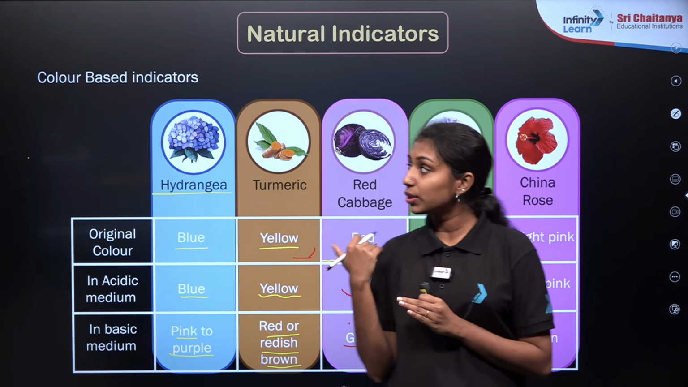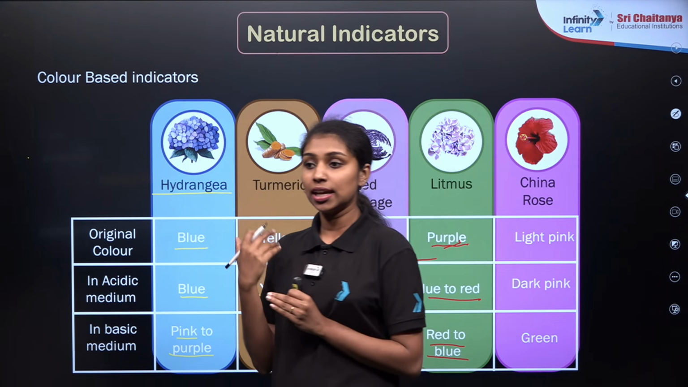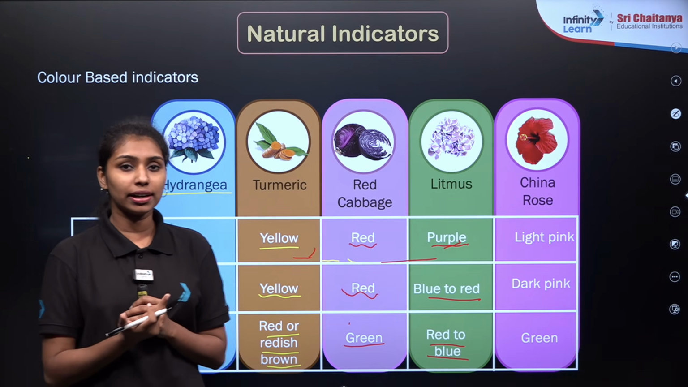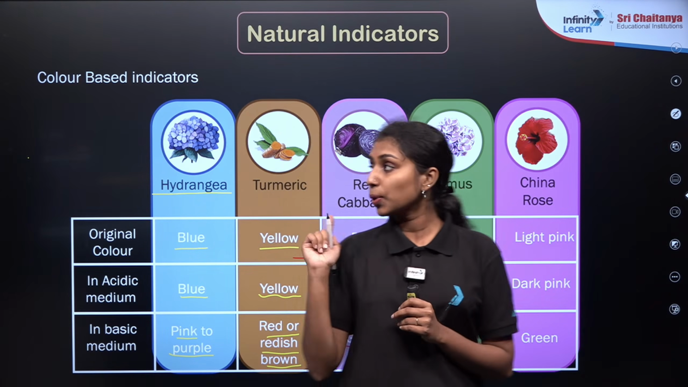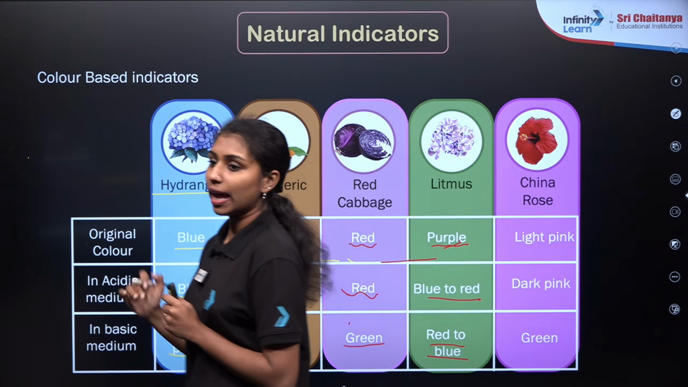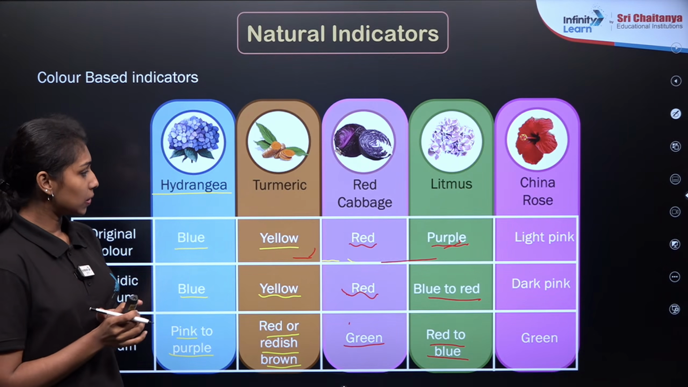Now we are discussing the indicators. So what are the indicators? What do you mean by acid-base indicators? How are they classified into natural indicators, olfactory indicators and synthetic indicators? Here we are discussing the color of the natural indicators in acidic solution as well as basic solution.